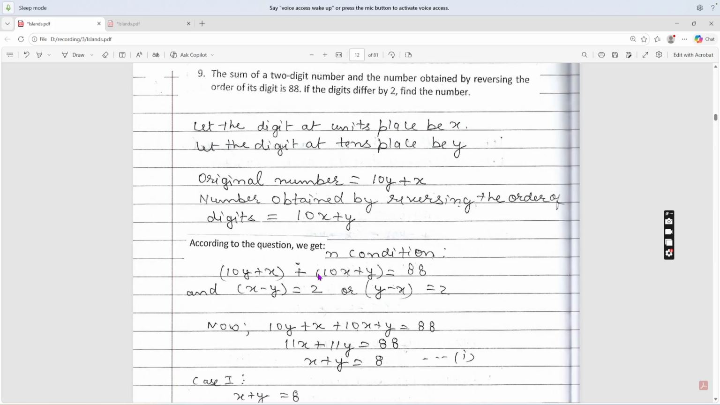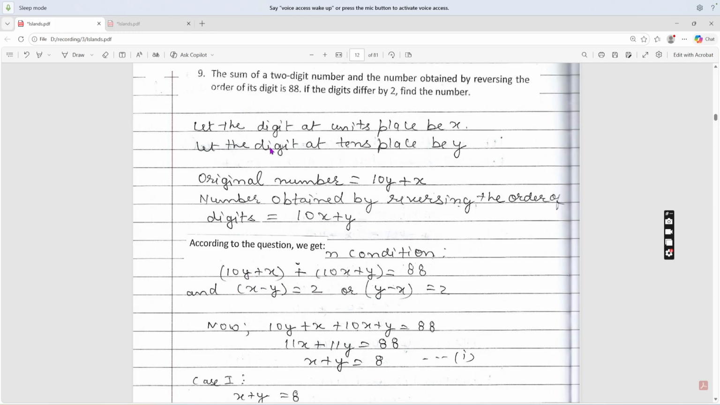The next situation is that the digits differ by 2, meaning the difference between the two digits is 2. For example, 64 is the number, and the difference between its digits is 2. How? 6 minus 4 is 2, or it is vice versa. If 46 is there, then what is the difference between them? It is again 2, because 4 plus 2 is 6. But we do not know whether x is bigger or y is bigger, so we have to take both into account: x minus y is equal to 2 or y minus x is equal to 2. So we have to operate both of these two. If we consider only the first equation, then our marks would be cut.